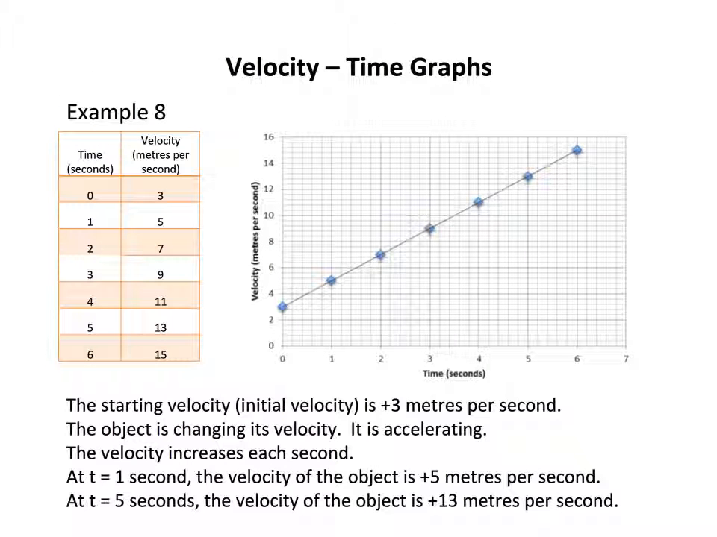Consider this example. In this one, at time 0 the velocity is 3 meters per second. We're looking at velocity now. After 1 second the velocity is 5 meters per second, and that continues to increase until after 6 seconds the velocity is 15 meters per second. So, to summarize, the object is changing its velocity. It is accelerating. The velocity is increasing each second, and for example after 5 seconds the velocity is 13 meters per second.